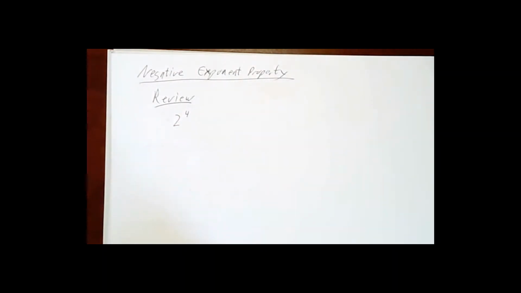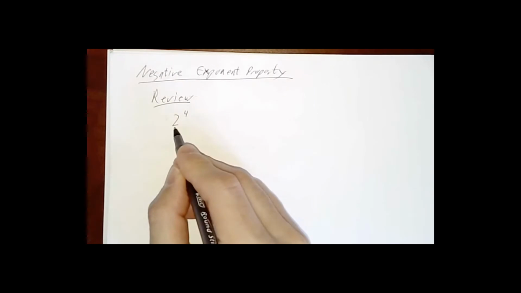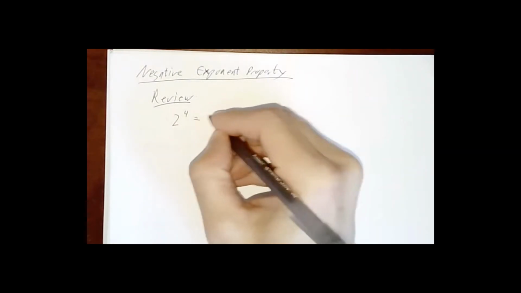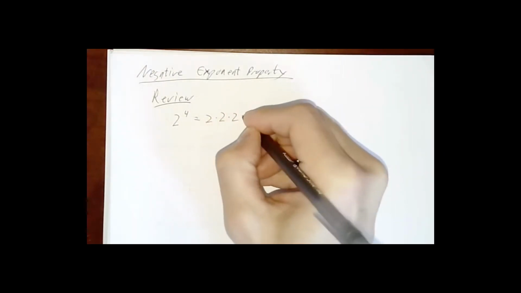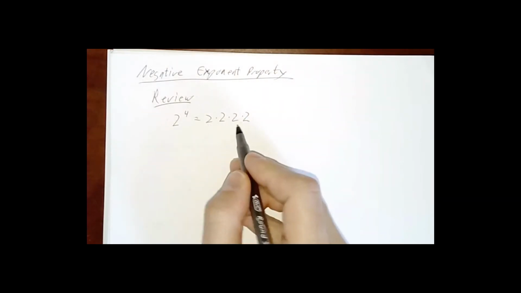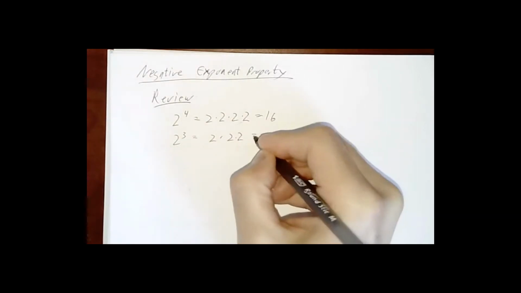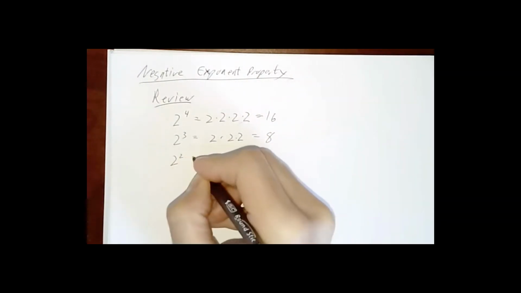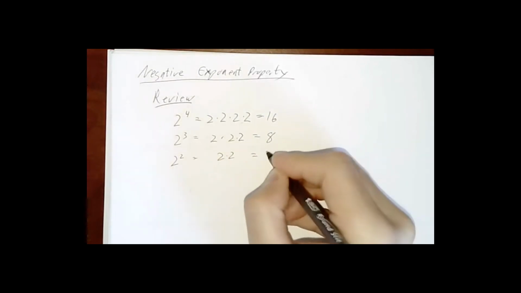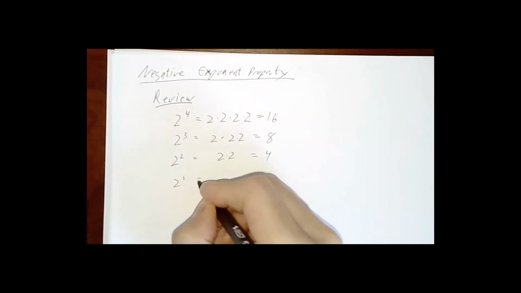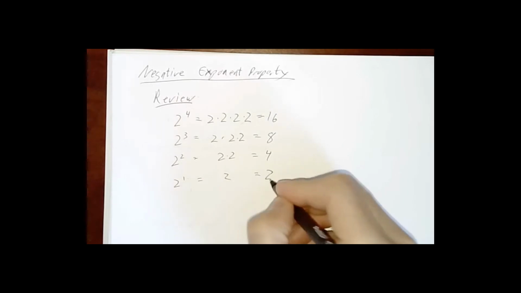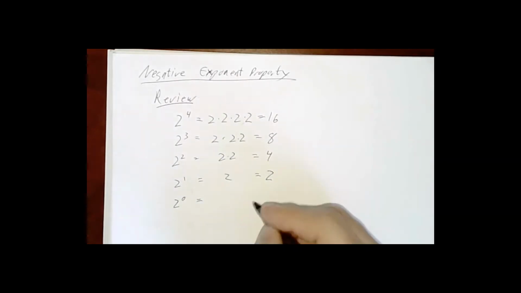How do we use an exponent? Well, an exponent tells me how many times a base is being multiplied. So in this case, this is 2 times 2 times 2 times 2. There are 4 2's being multiplied, so this equals 16. If I had 2 to the third power, this would equal 2 times 2 times 2, which is 8. 2 squared is 2 times 2, which is 4, and 2 to the first power is just 2 by itself, which is 2. Anything raised to the 0 power will equal 1.